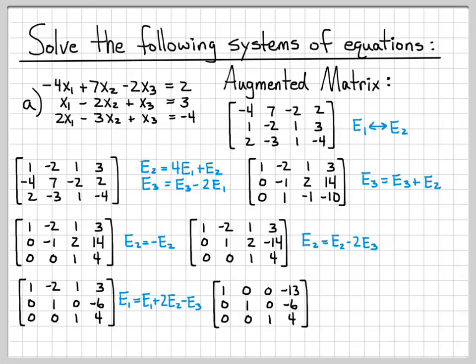So at this point I have basically solved the system. We look here, and this equation says that 0x1 plus 0x2 plus x3 equals 4. Well, that's the same thing as x3 equals 4. This equation says that 0x1 plus 1x2 plus 0x3 equals a negative 6, which is the same thing as saying x2 equals a negative 6. And this equation says x1 plus 0x2 plus 0x3 equals a negative 13, which is the same thing as saying x1 equals a negative 13. So we can actually just look at this and write down the solution. That is the solution of this system of linear equations.